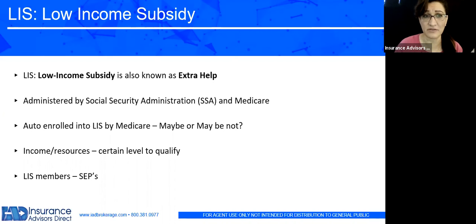Now, do LIS individuals get auto-enrolled into Medicare? In other words, do they get their Part B premium covered? Sometimes yes, sometimes no, just like the Medicaid.